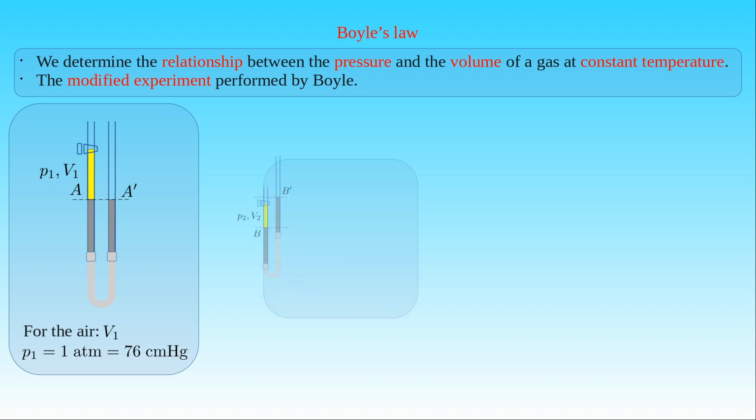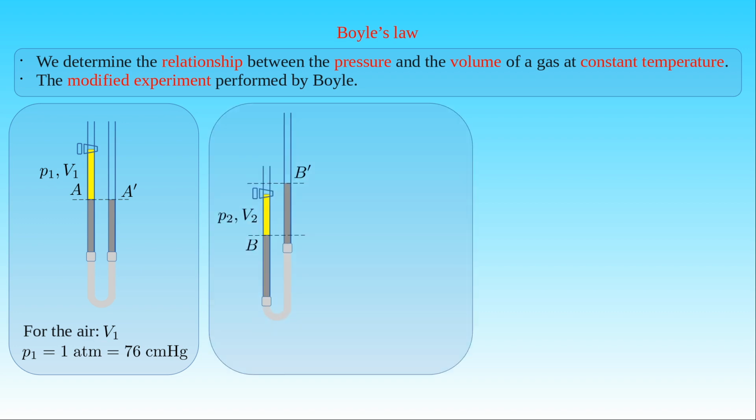By elevating the right arm of the U-shaped tube, the mercury columns have the heights B and B' in the glass tubes. We lift the right arm to such a position that we decrease the volume of the air enclosed in the space between the tap and the mercury to 3/4 of its original value. That is, the reduced volume, denoted with V2, is equal to 3/4 times V1. The difference between the heights B' and B of the mercury columns determines the pressure of the air closed in the reduced volume. The measured difference is about 25 centimeters.